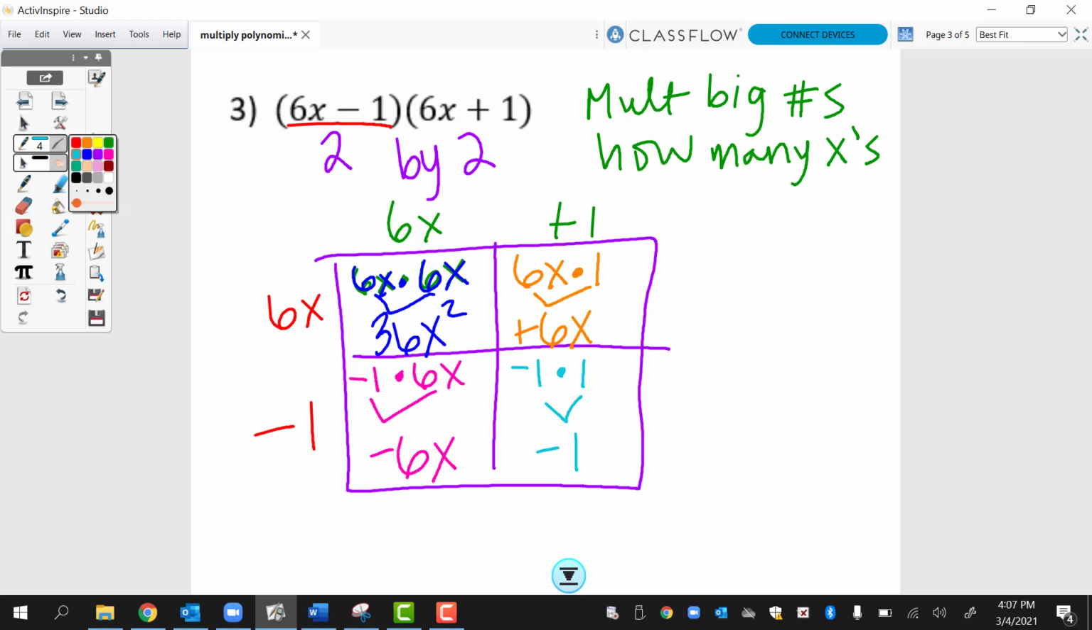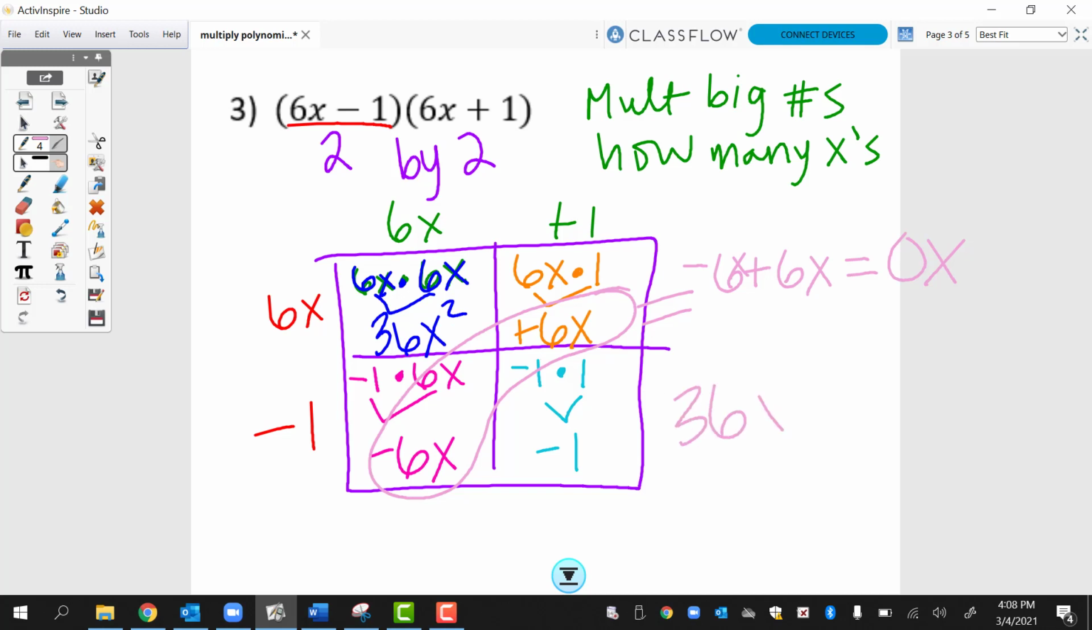And then I'm figuring out what can I add together. Well, I can add my x terms again. We're adding those up, so -6 plus 6. -6x plus 6x is 0x. If I get a 0x, do I have to write that as part of my answer? We learned no, we do not. So I don't need to write this. So the only thing I'm writing is my x squared, so 36x squared, and my -1. And that's my answer.